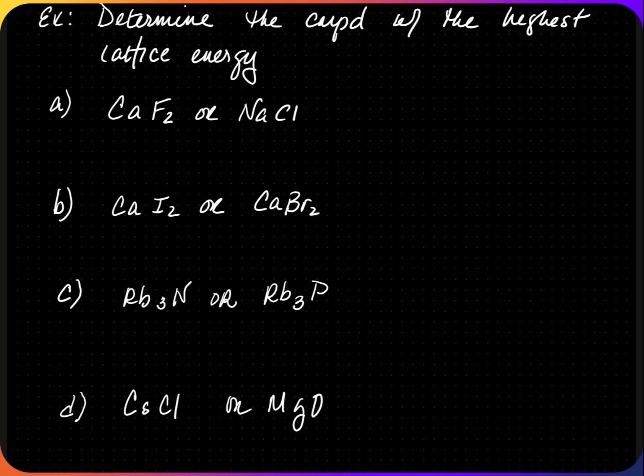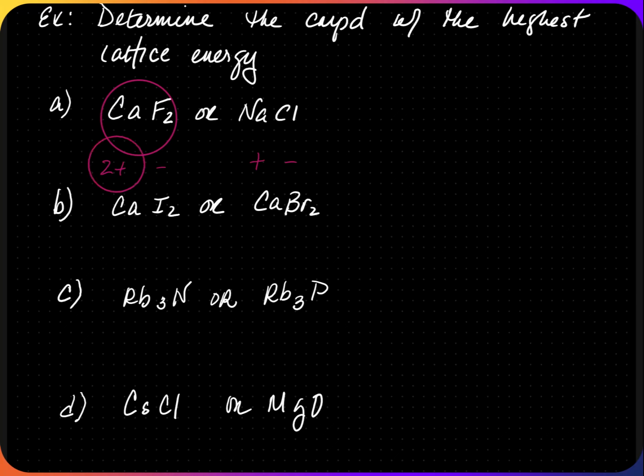For A, calcium fluoride or sodium chloride, the one with the higher lattice energy will be calcium fluoride. Calcium has a charge of 2 plus, fluorine has a charge of minus 1, sodium has a charge of plus 1, chlorine has a charge of minus 1. So already calcium has a greater charge. Fluorine is much smaller than chlorine. Na is a little smaller than calcium. However, the charge is much greater.